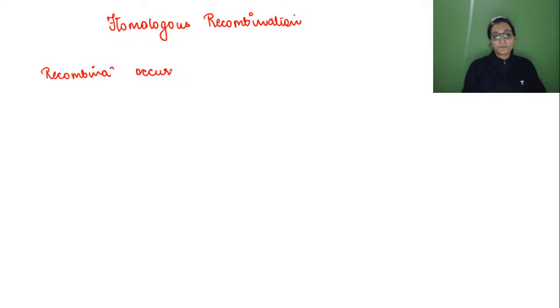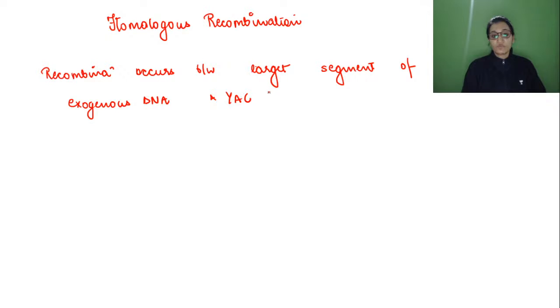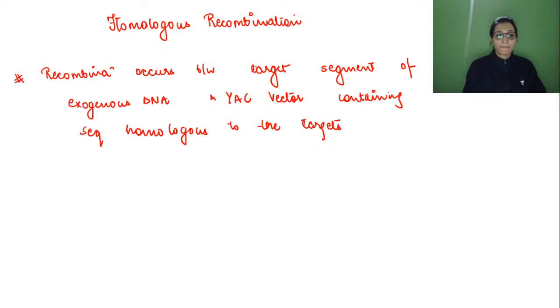Recombination occurs between target segment of exogenous DNA and yeast artificial chromosome vector containing sequence homologous to these targets. Then the two yeast artificial chromosome vector arms and the exogenous segments are transformed into yeast cells, followed by recombination. Result is formation of desirable stable yeast artificial chromosome.